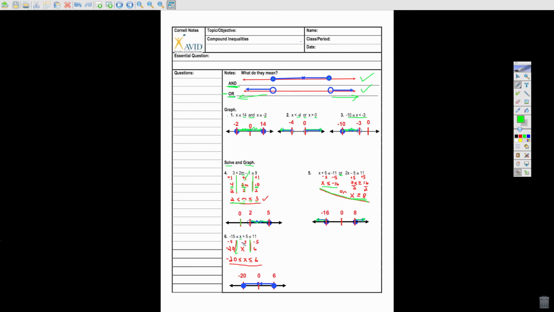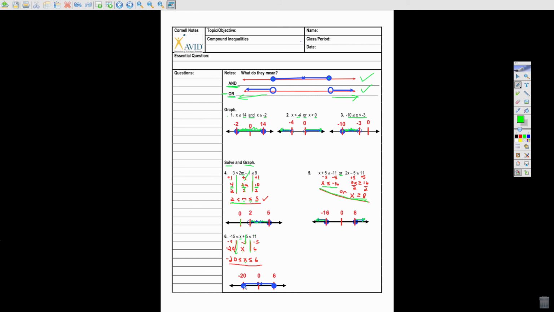Number 6, same steps, kind of like number 4. I split this up into lines to be organized. Again, we're solving for x, so what I did was subtract 5, subtract 5, subtract 5, subtract 5. Negative 15 minus 5, that's negative 20. Those 5's cancel right there. All I got is x in the middle. 11 minus 5 is 6. So there's my inequality. Just bring the sign back down.